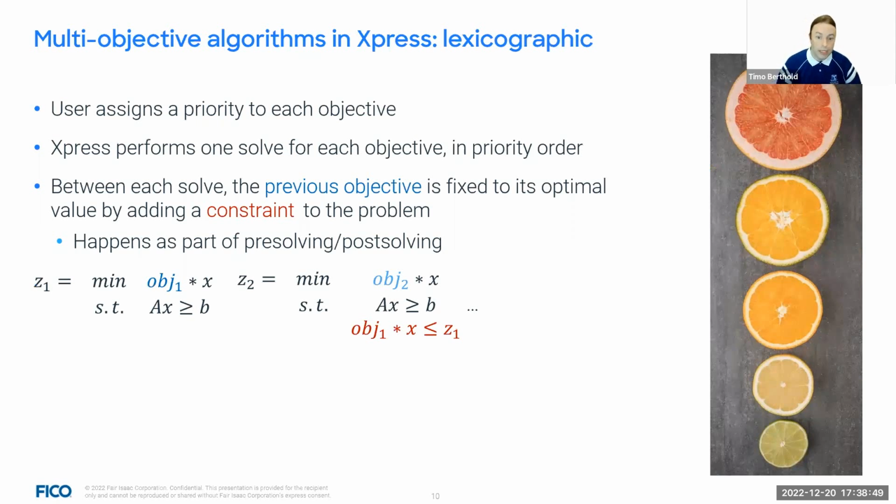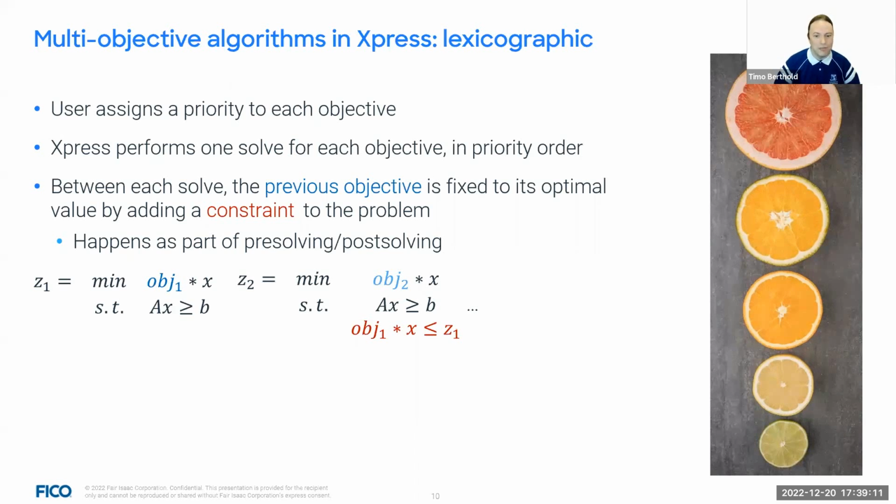Next approach to multi-objective is hierarchical, or sometimes also called lexicographic optimization. So this assumes that the user can provide a strict ordering of the objectives, like grapefruit first, then oranges, then lemons, then limes. And if you know what the fifth fruit here is, please let me know in the comments.